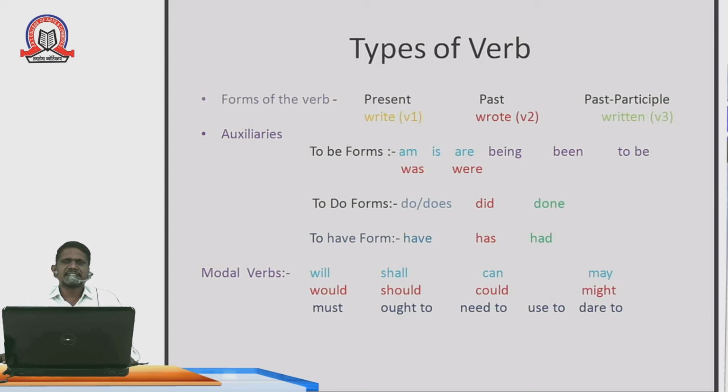What are the red words? Just I am coloring them red. That is called past. The blue words are called present. And what are the black words? The black color words are must, ought to, need to, used to, and dare to. These words we can use for compulsion.